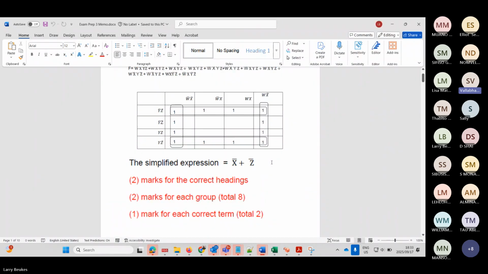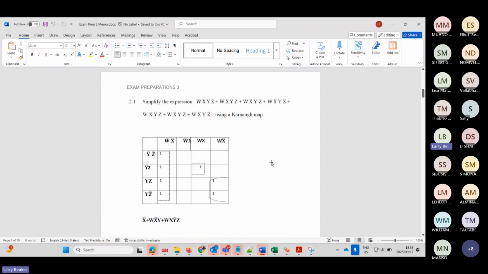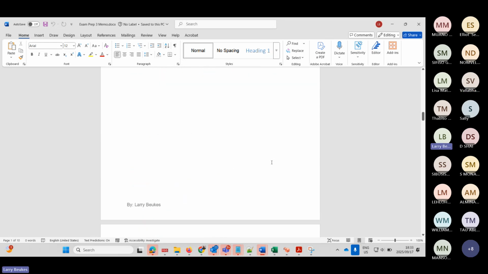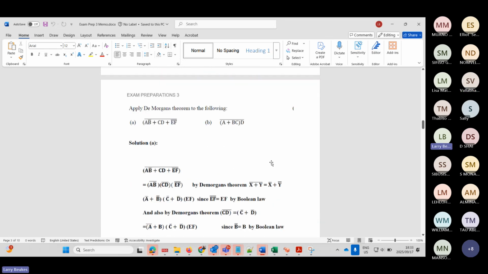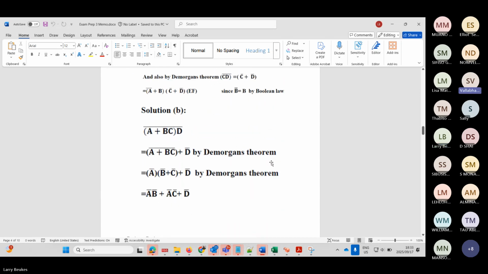I think this is one more Karnaugh map. Yeah, this is Karnaugh map. Okay, so you want to touch Karnaugh maps or? Yeah, we finished. And also the De Morgan's theorem.